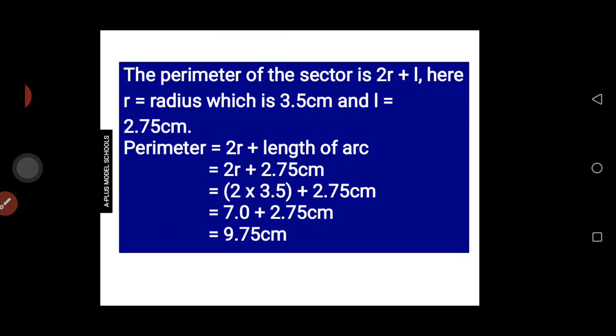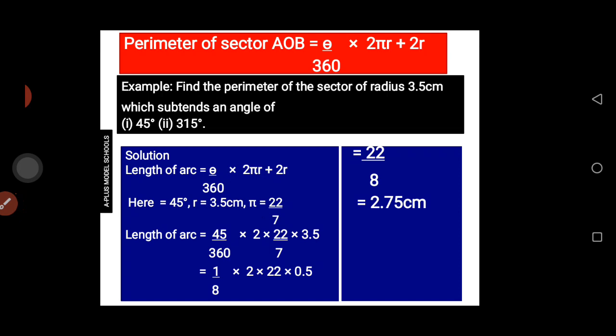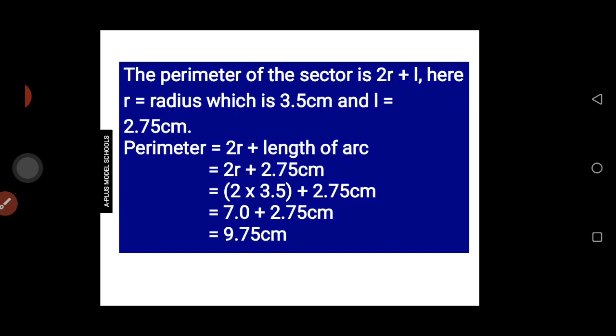Then for the second angle, which is 315 degrees. We still apply the same formula, which is 2r plus the length of the arc. We have gotten the length of the arc, so just add to it. So I've added the arc here now. This is the continuation of the last example 1. So here I'm adding the length of the arc to the question.